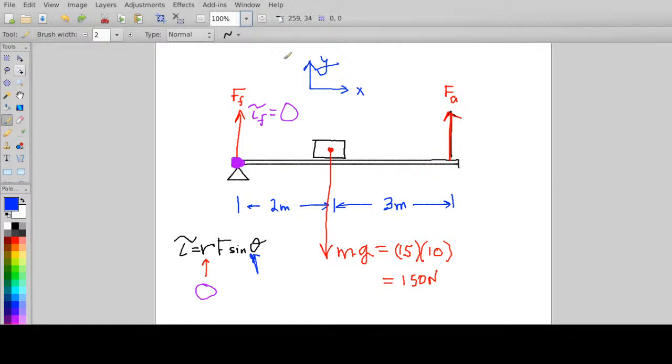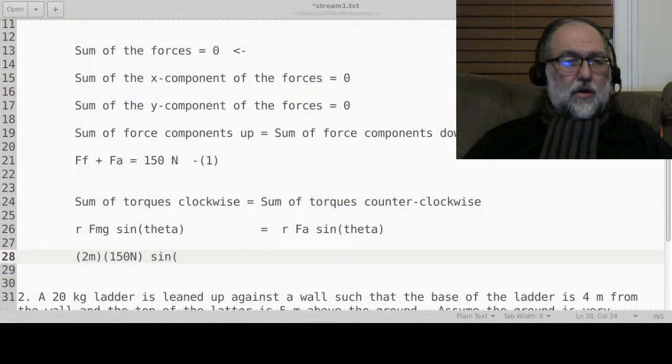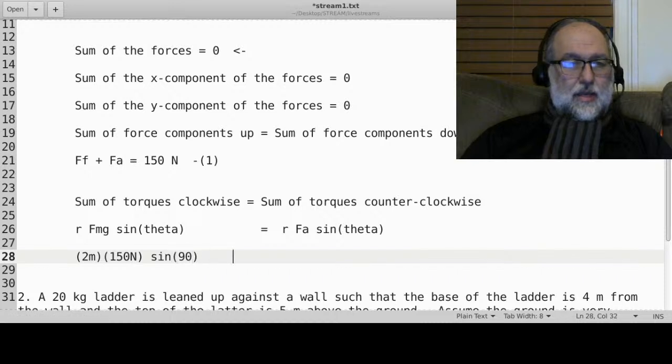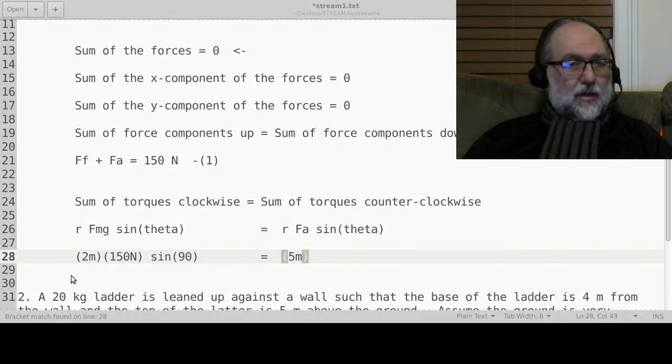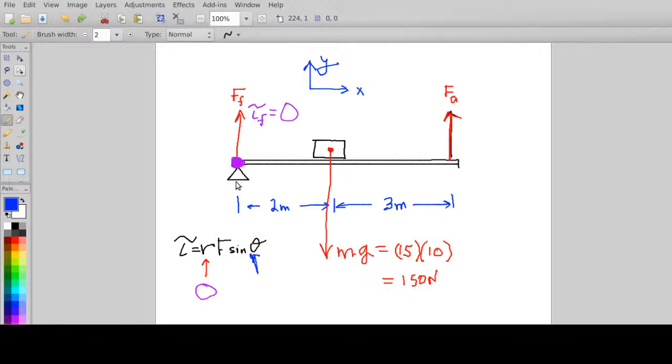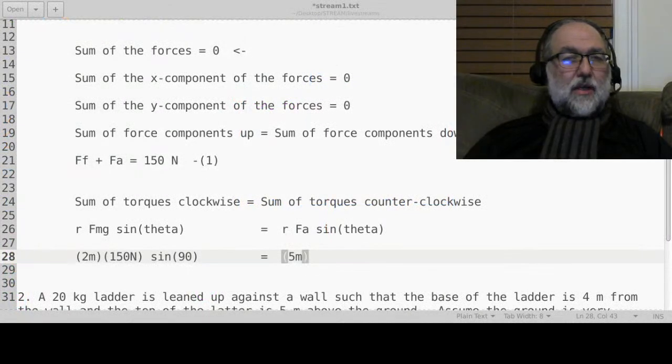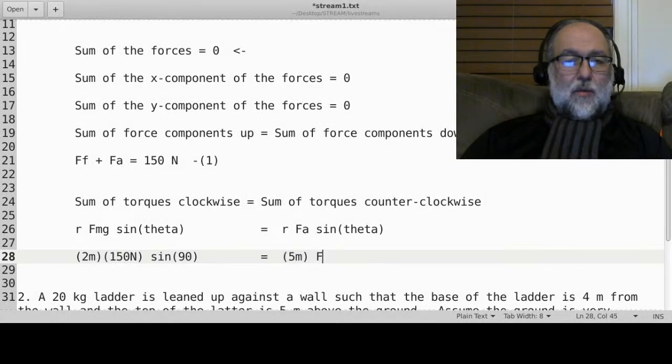And so go back over here. This one is 90 degrees, and that's got to equal, on the other side, the distance from the axis to where FA acts, that was 5 meters. Maybe I'll very quickly show you that again. It was 2 meters from the fulcrum to the mass, plus another 3 meters from that mass to where FA acts, for a total of 5 meters. And FA we don't know. It's one of the unknowns.